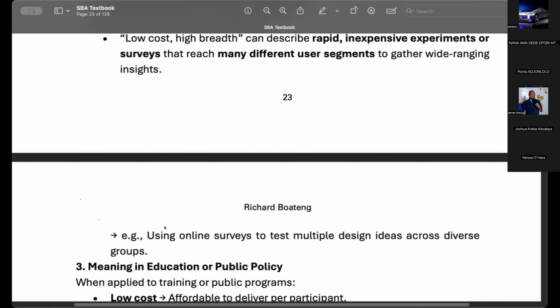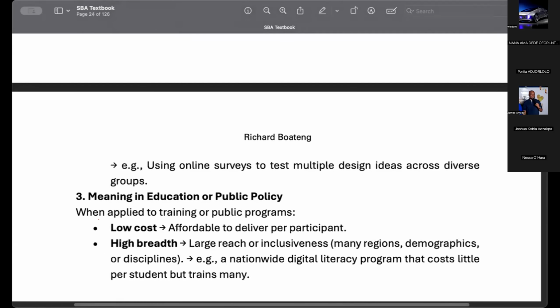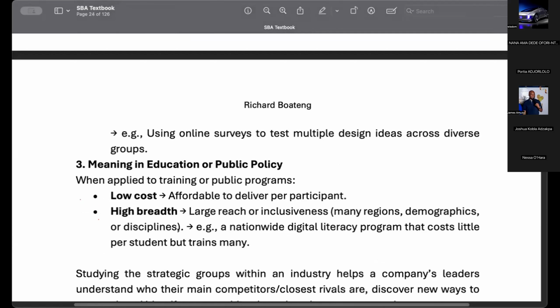and even test multiple design ideas across a diverse set of people. So the tool is a low-cost tool, and it can also be used to reach a higher number of people. So in that scenario, we have a low-cost and high breadth strategy when we talk about some of the tools that we use for online service. Now, what about education? When applied to training or public programs, low cost means that it is affordable to every participant. Hybrid means that we are reaching many people and ensuring inclusiveness, so there's no digital divide. We are trying to reach many regions, many demographics. So I call it low cost and hybrid. Hybrid means that it's even bringing in all the people who tend to matter in terms of inclusion studies.